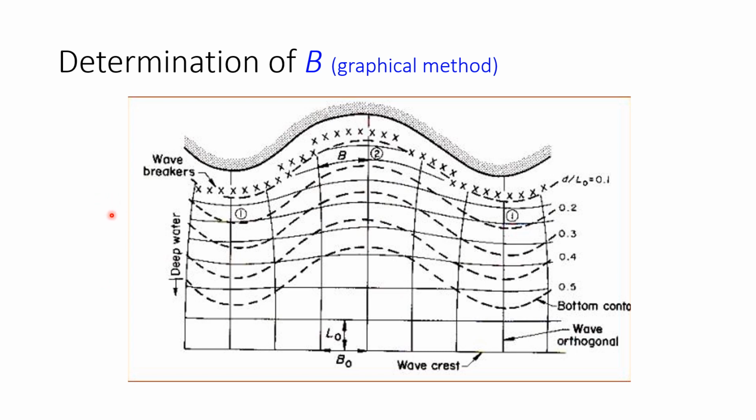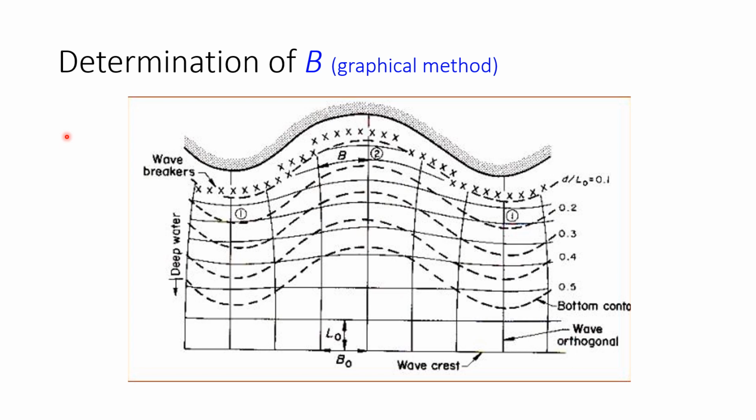So for example, let's say this dashed line here is 5 meters deep. It is the same distance away from the shoreline. Let's say this dashed line here represents 10 meters deep, and it is the same distance away from the shoreline. So the bathymetry is parallel to the shoreline. The further the distance from the shoreline, the deeper the water is.